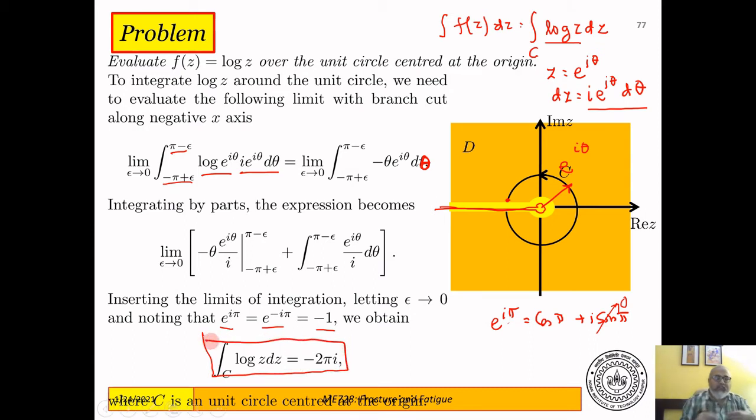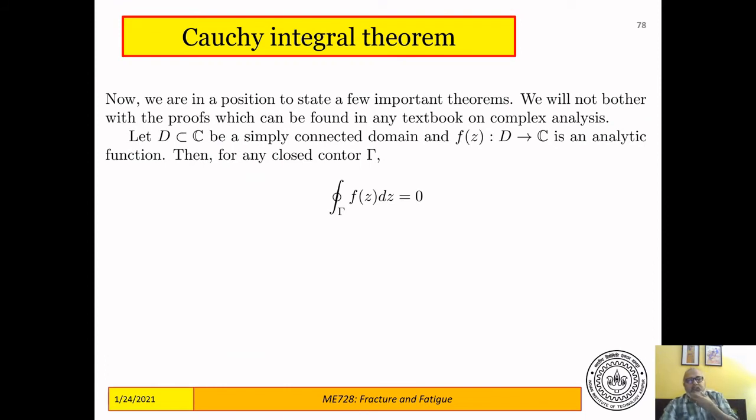Another result that we need to remember very, very carefully. So about a unit circle, about the origin, log z integrates to minus 2 pi i. 1 by z integrates to 2 pi i, remember, about any circle. Right. So this is our first theorem. It's called the Cauchy integral theorem. And we will state a few theorems, 3 theorems actually. We will not prove them, but you can find the proofs in any book such as Kreyszig or any such book.